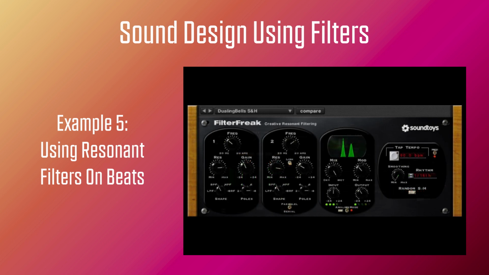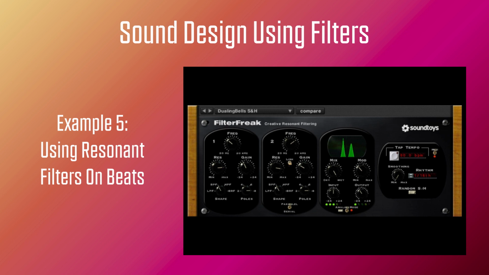In Filter Freak 2, I'm using two resonant filters in parallel. The first filter is a bandpass filter working at around 200 Hz and with resonance set to gently self-oscillate. This allows for the peaks to ring and hang in the air. The second filter is also a bandpass filter and working around 2 kHz. Resonance is set to just touch self-oscillation.